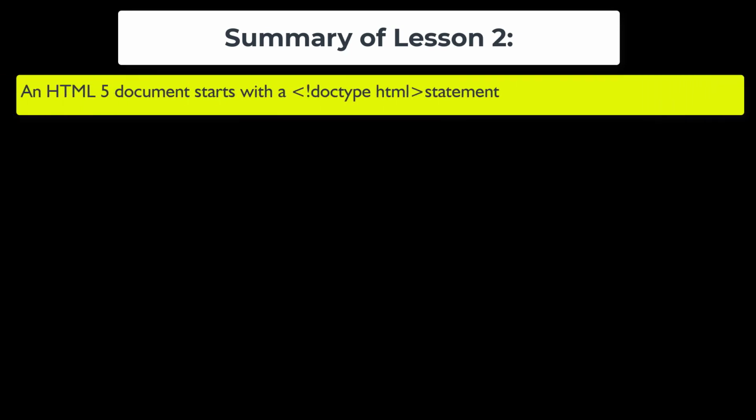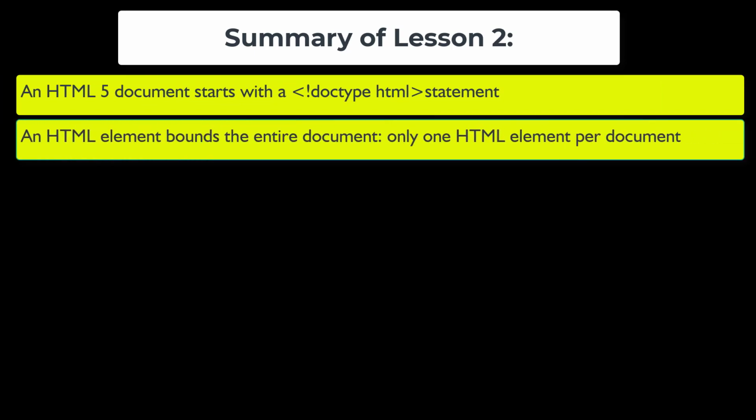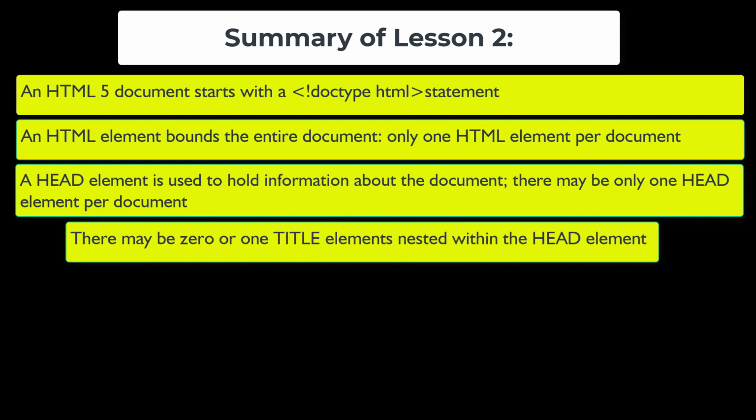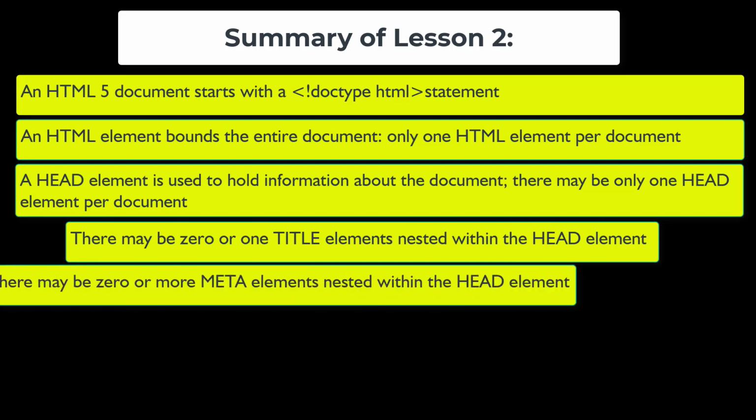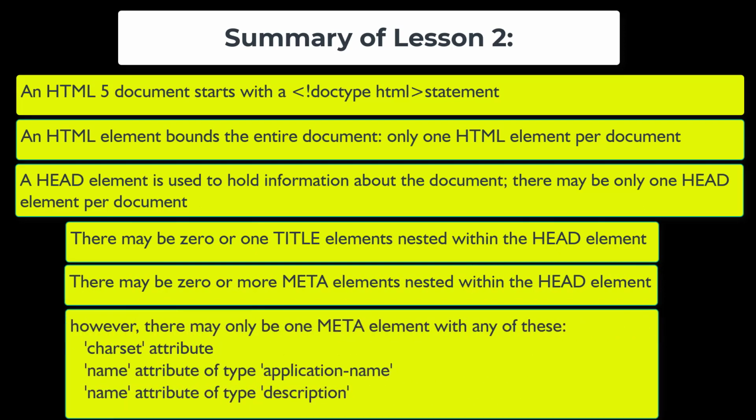We end with a summary of this session, both this video and the previous video. An HTML5 document starts with a doctype statement. An HTML element bounds the entire document, only one HTML element per document. A head element is used to hold information about the document, and there may be only one head element per document. There may be 0 or 1 title elements nested within the head element, and there may be 0 or more meta elements nested within the head element.